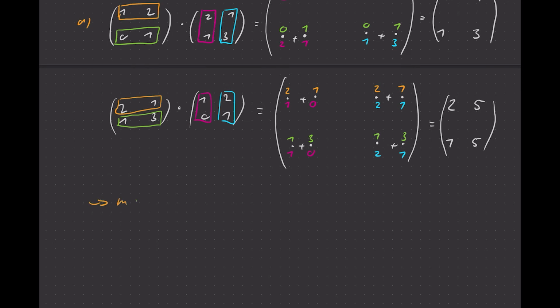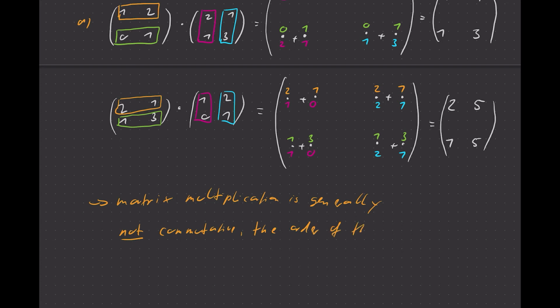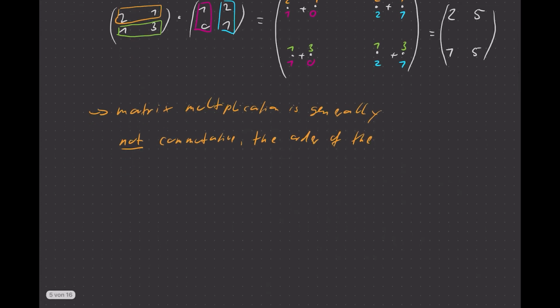So, matrix multiplication is generally not commutative. The order of the matrices may change the result.